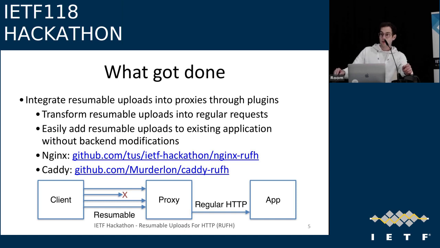We also worked on integrating resumable uploads directly into proxies. The way it would work is that the proxy receives all of the resumable uploads, and once an upload is complete, it could then forward it to the application server. The nice benefit is that you don't need an application server that is able to handle resumable uploads, because the proxy will take care of handling all of this.